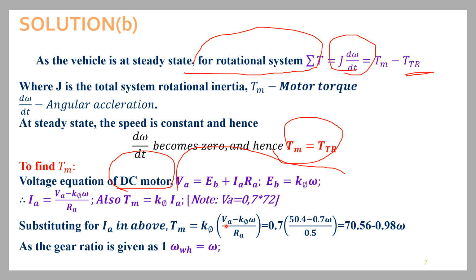So this is my armature voltage. The armature voltage is given as 72 volts in the problem. But here the duty ratio is given as 0.7. So 0.7 into 72 is 50.4. Substitute the remaining parameters given in the problem. K5 is 0.7, RA is 0.5. So now we got an expression for motor torque. And also the gear ratio is given as 1:1, and hence the motor speed will be equal to the wheel speed.